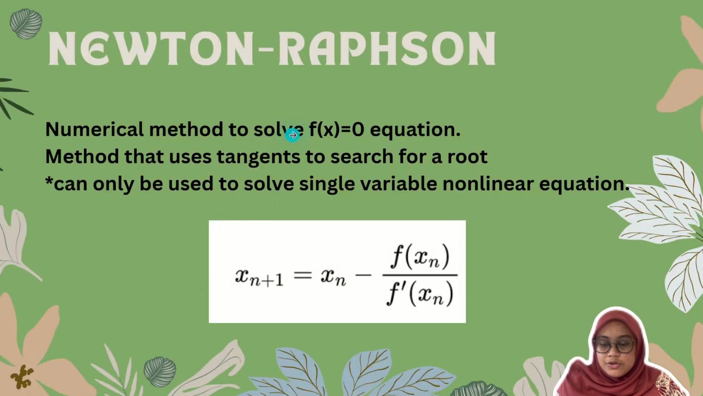So today I'll be presenting task 2, which is Newton-Raphson. Newton-Raphson is a numerical method to solve f(x) equals 0 equations. This method uses tangents to search for a root. It can only be used to solve single variable, non-linear equations. This is the formula of Newton-Raphson.